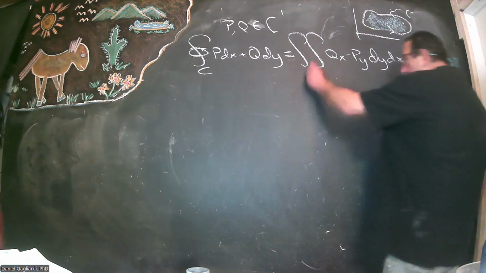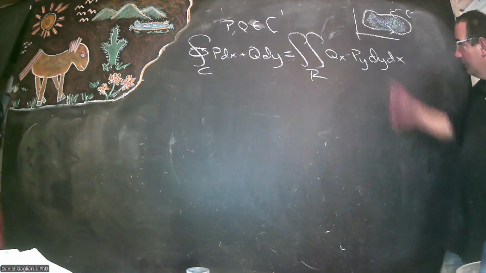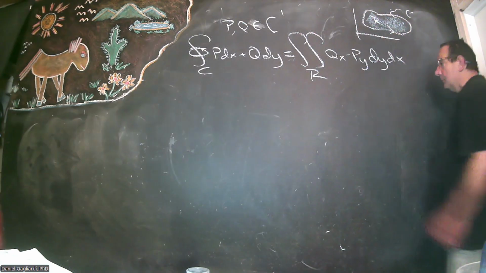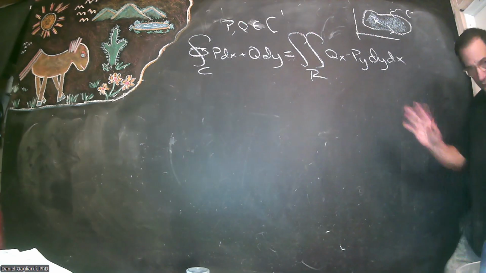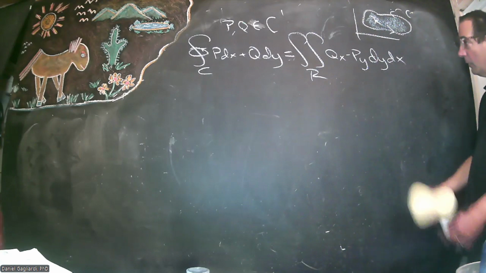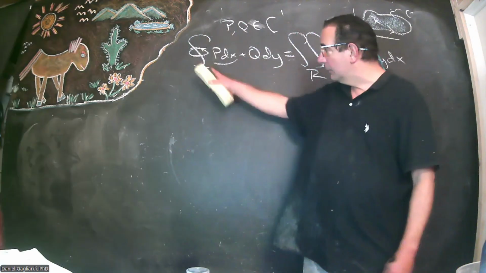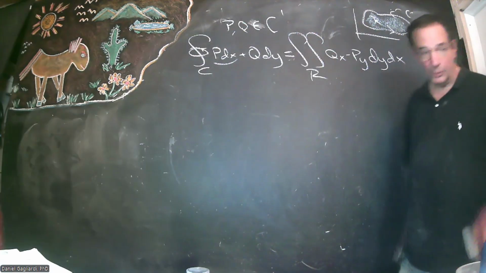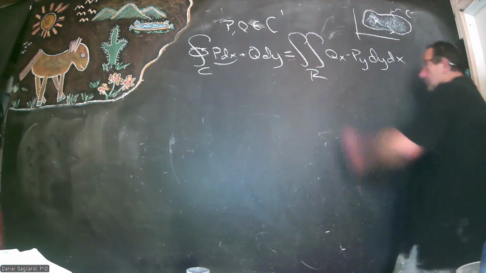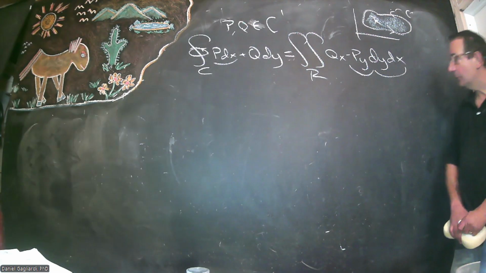Anyway, so the line integral of P dx plus Q dy is equal to the double integral of Qx minus Py over the region enclosed by C. So here's R, the region enclosed by C. Okay, so here's what we're going to do. Here's the part that we're going to show: that the integral of P dx around the simple closed curve, which we are going to consider type 1, is going to be equal to the double integral of negative Py dA, which is dy dx.